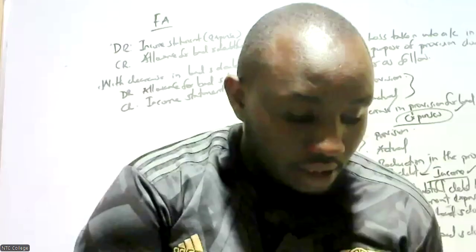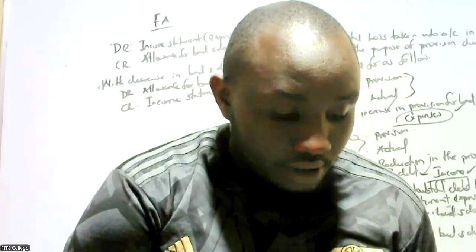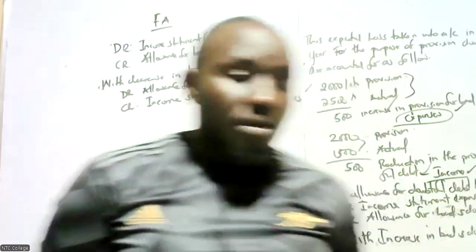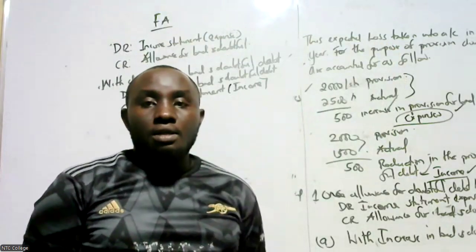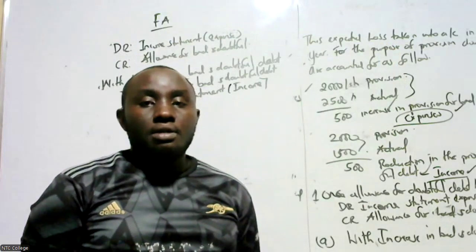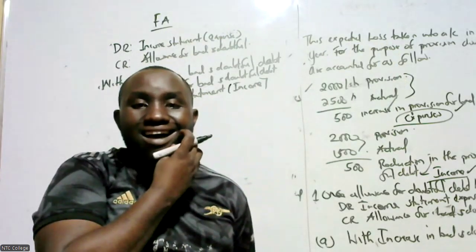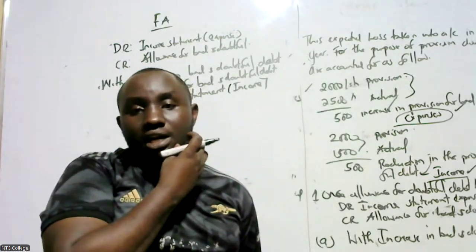Allowance for bad debts. Which ledger is it going to? The way you've said the income statement expense, that one I understand it's going to the income statement. This allowance for bad and doubtful debt, where is it going? Is it a liability? No, it's an account.